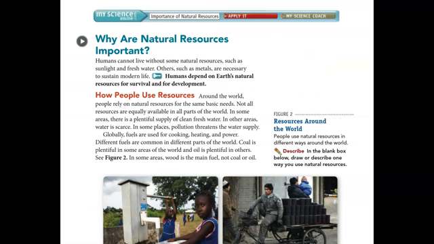Okay, Ms. Reams, I get it. Renewable and non-renewable resources are natural resources. Cool, but why are they important? Alright, here we go. Humans cannot live without some natural resources, such as sunlight and fresh water. Others, such as metals, are necessary to sustain modern life. Humans depend on Earth's natural resources for survival and for development. There you go. We need the natural resources to stay alive.